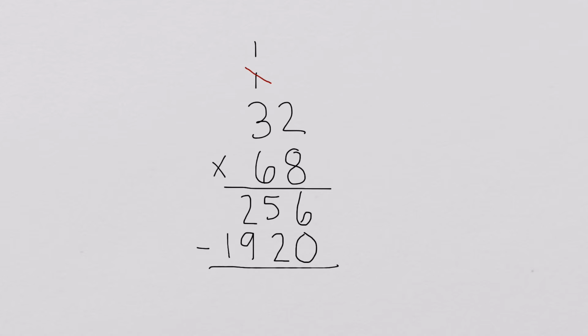Now our two partial products are 256 and 1920, so we can add those together. 6 plus 0 is 6, 5 plus 2 is 7, 2 plus 9 is 11, carry the 1, 1 plus 1 is 2. So 32 times 68 is 2,176.